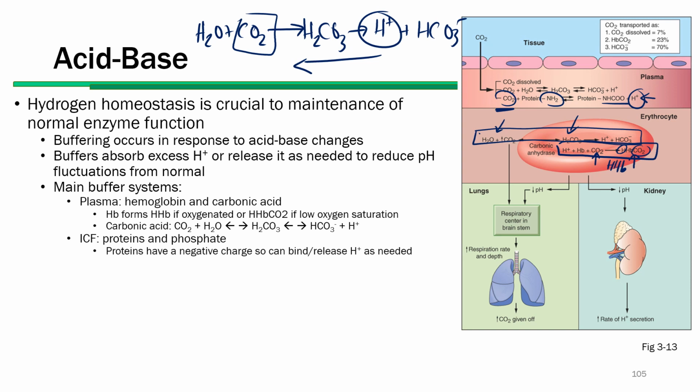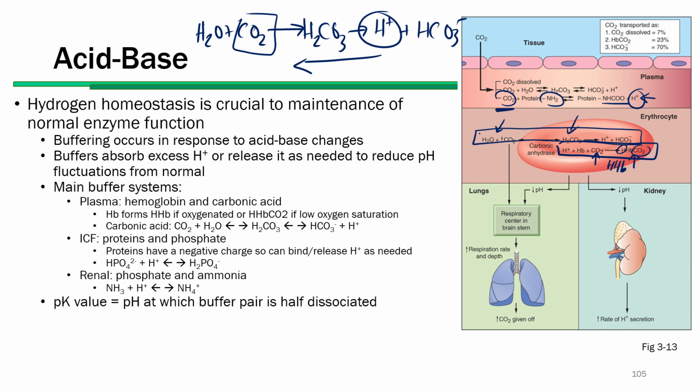Proteins have a negative charge, so they can bind and release the hydrogen as needed. Also, there's a phosphate system, so phosphate can pick up the hydrogen and convert into the dihydrogen form. In the renal system, also that phosphate, and also an ammonia system. The ammonia can pick up an extra hydrogen and be converted into an ammonium ion.